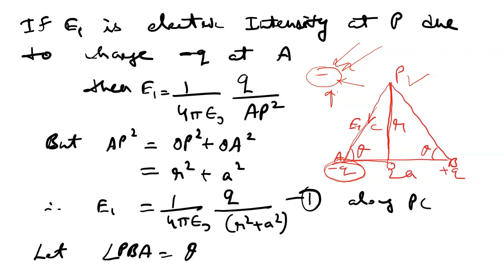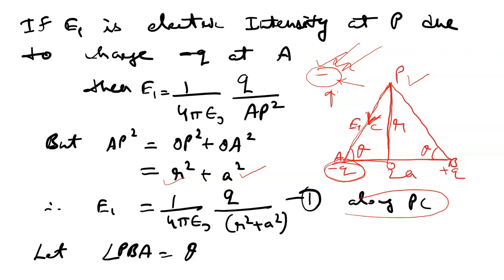Now OP equals r, so OP square is r square, and OA is half of AB, so it is a, giving a square. Therefore E1 equals 1 by 4 pi epsilon naught q upon r square plus a square, equation number 1, along PC. This is the direction of PC.